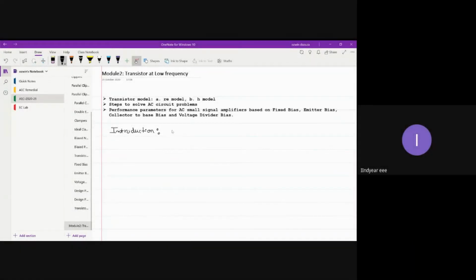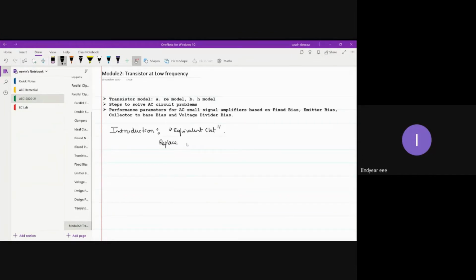Okay, so in the introduction, let me introduce you to the concept of equivalent circuit. The meaning of equivalent circuit has already been introduced when we were studying the diode, right? We had diode equivalent circuits. Now, what do you mean by equivalent circuit? An equivalent circuit basically simulates the behavior of the actual circuit. It gives the exact behavior of the actual circuit.